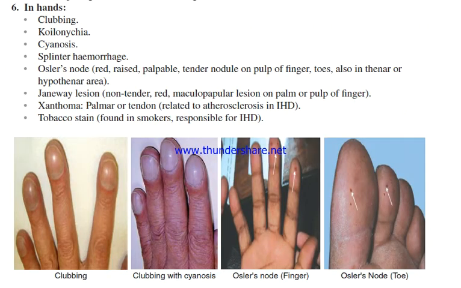In hand examination, there may be clubbing, koilonychia, cyanosis, splinter hemorrhage, Osler's nodes, which are red, raised, palpable, tender nodules on the pulp of fingers and toes, also Janeway lesions, non-tender, red, maculopapular lesions on the palm or pulp of fingers, xanthoma, palmar or tendon, related to atherosclerosis in ischemic heart disease, and tobacco stain, found in smokers, responsible for ischemic heart disease. The pictures are showing clubbing with cyanosis, Osler's nodes in fingers, and Osler's nodes in toes.